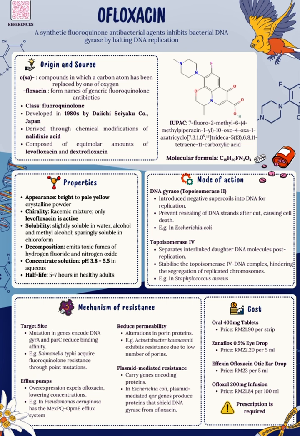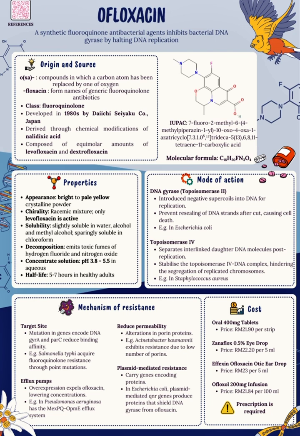Let's look at how it works. Ofloxacin mainly targets two bacterial enzymes, DNA gyrase, also known as topoisomerase 2, and topoisomerase 4. DNA gyrase introduces negative supercoils into DNA, which is essential for replication. Ofloxacin binds to the DNA gyrase-DNA complex and prevents the resealing of DNA strands after they are cut, causing cell death.